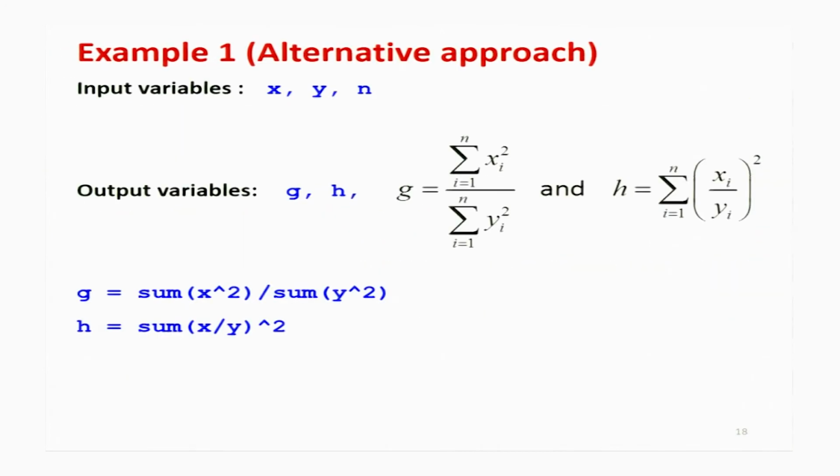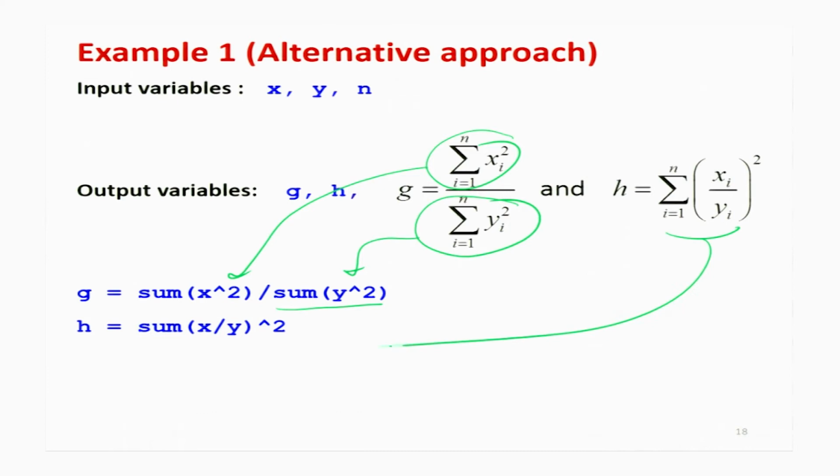So now, as I told you, if you really want to ask me how to write this program efficiently, then I can write down the values of g and h in a single line like this. This quantity is the sum of x square, and summation y square is the sum of y hat 2, and then this here is the sum of x upon y, say hat 2.